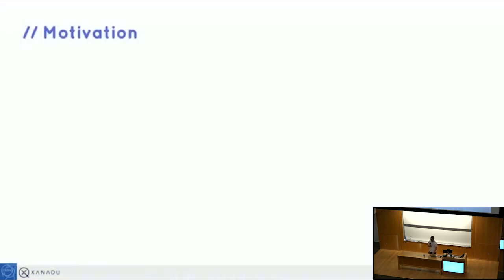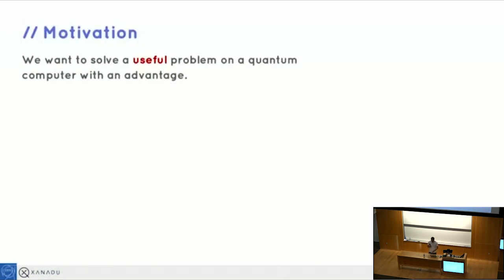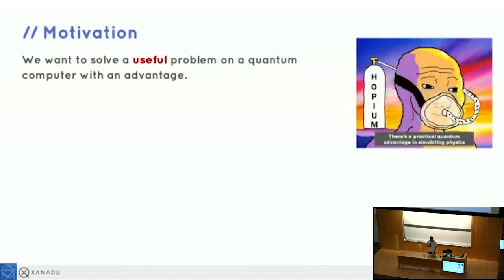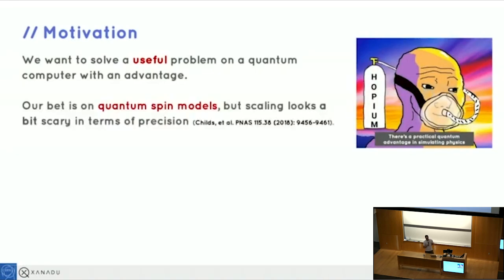So we are all here because we want to solve useful problems on quantum computers, I guess. And for now, our bet is, we hope there is something to do, right? Our bet right now is on quantum spin systems because we can map them to quantum computers quite directly and take advantage of computers bound to have great Hamiltonian simulations.